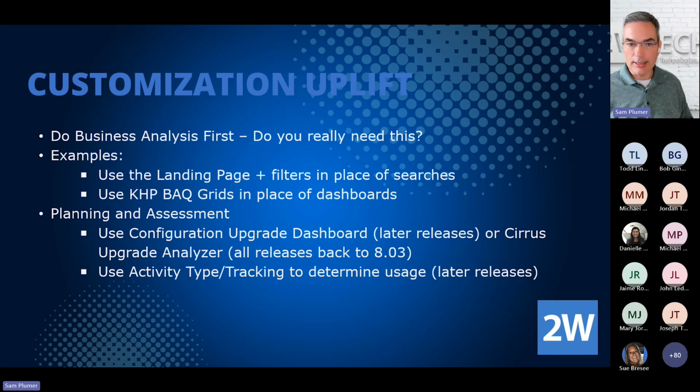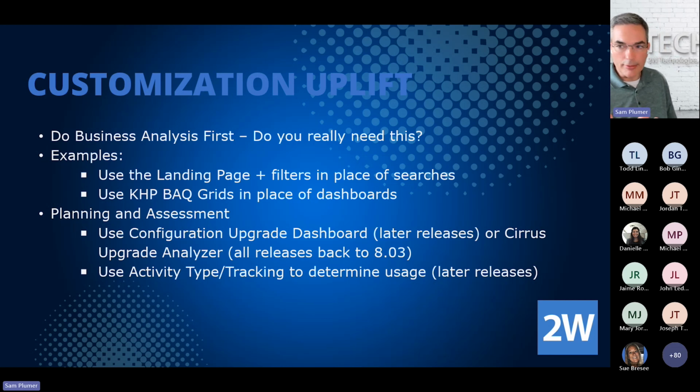Every grid in Kinetic has extensive grid filtering capabilities built in at the personalization level. So again, perhaps if your customization is primarily about searching and finding records, it's possible that you could replicate a lot of that business functionality just by using personalizations on the Kinetic landing page of sales order entry or any other entry screen, in addition to filters in place of searches.